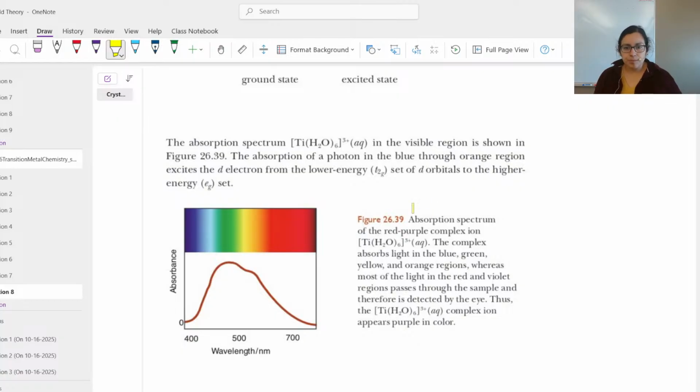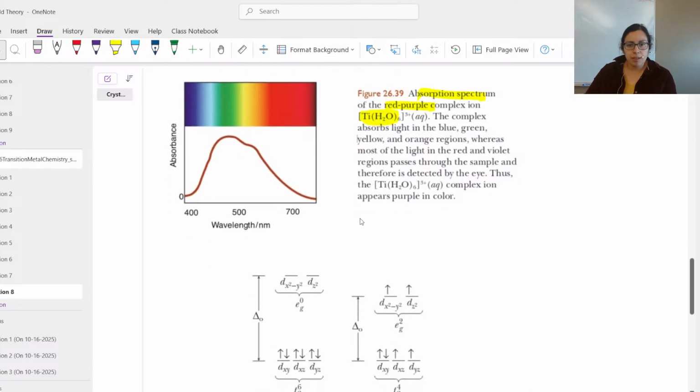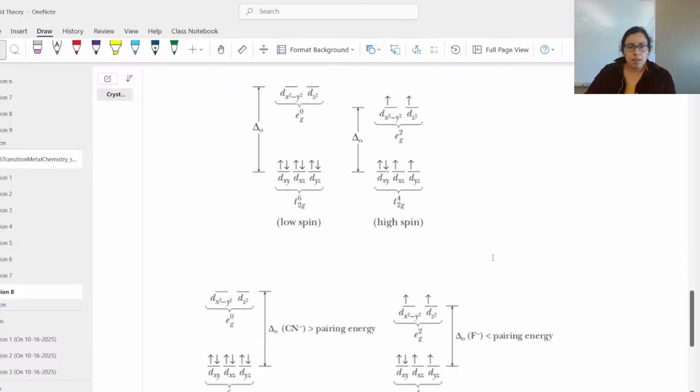So, okay, and that's what we'll look at with this. It says our absorption spectra of this titanium hexaaqua compound absorbs in the green, yellow region, and so then it's going to be the opposite color. So that's the other thing to keep in mind. So, okay, this is a red purple complex. So it looks purple, and this means that its transition is a little bit smaller. But let's look at this.